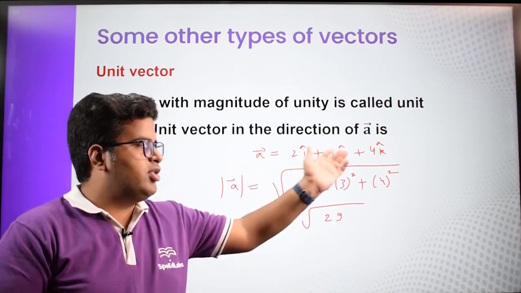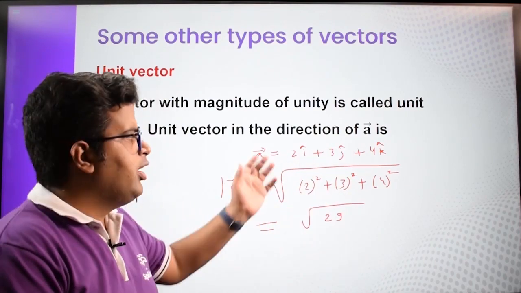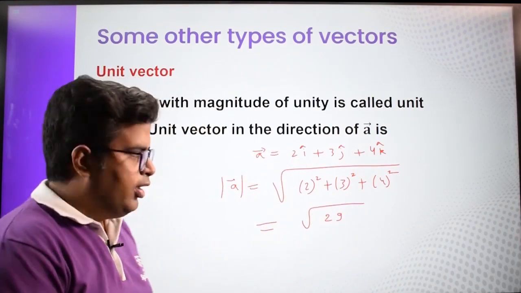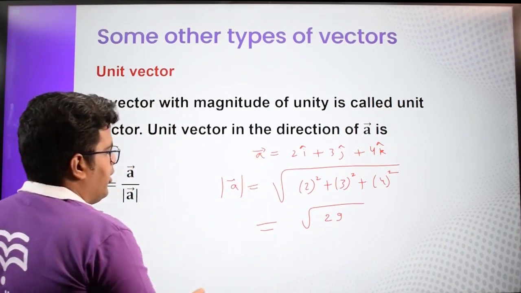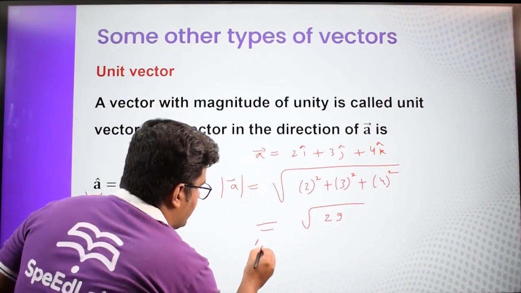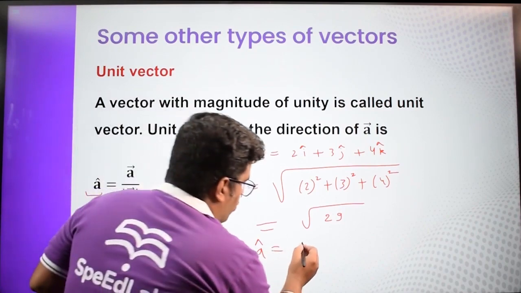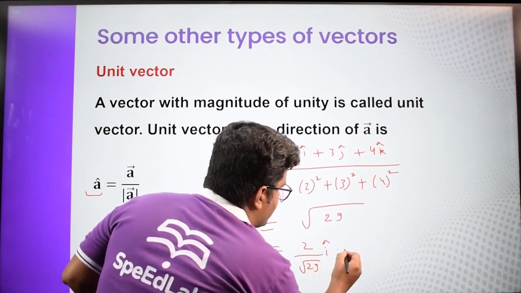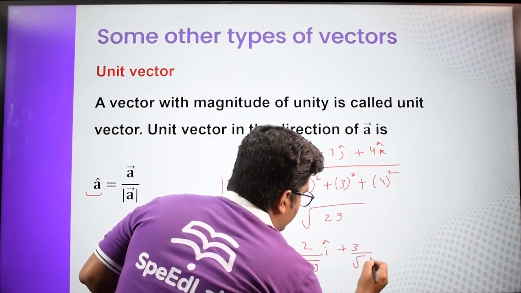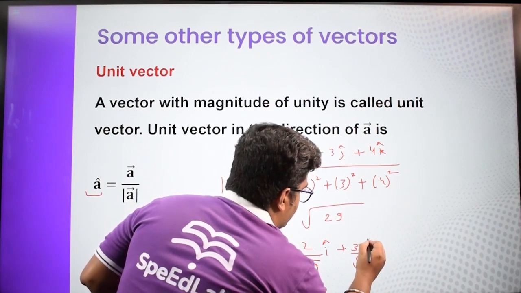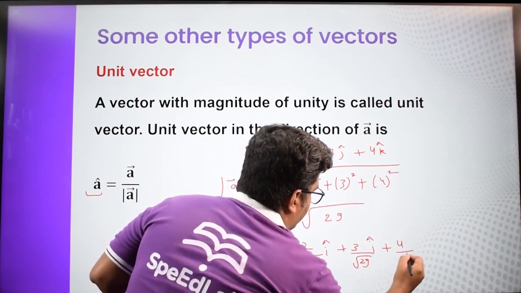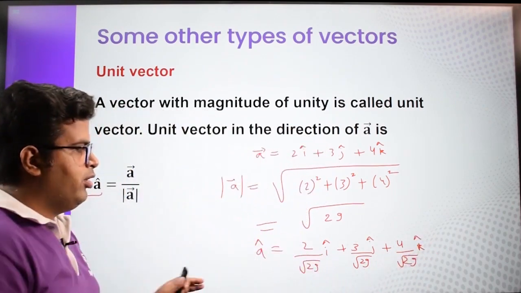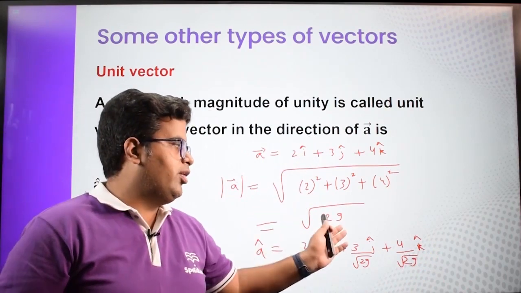So if I ask you, is this a unit vector? Of course, it's not a unit vector because its magnitude is not 1. But once you divide the vector by its magnitude, we call that a unit vector. So that is going to be 2 by root 29 i cap plus 3 by root 29 j cap plus 4 by root 29 k cap. So here we have divided the vector by its magnitude.